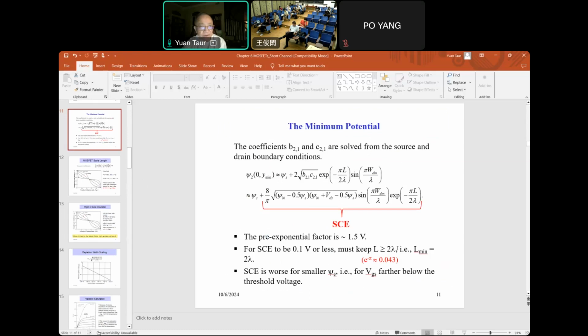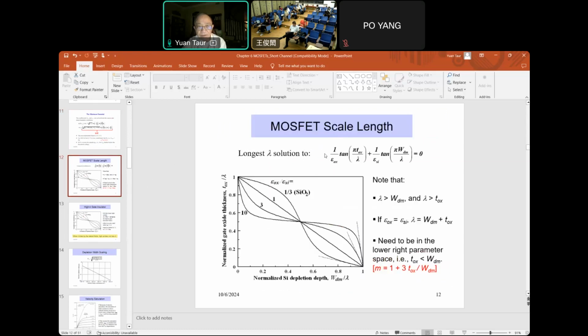So we go back to the lambda equation, or the scale length equation. This equation was derived from the dielectric boundary conditions. The solution is plotted here for different dielectric constant ratios. For example, this ratio is 1/3, that's this curve.